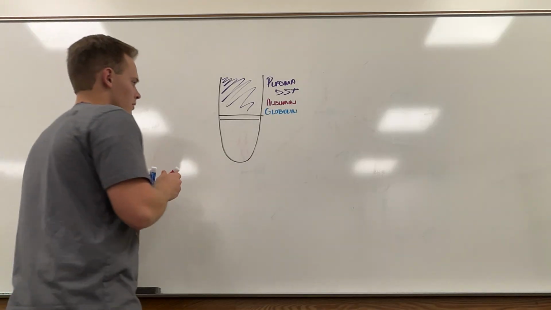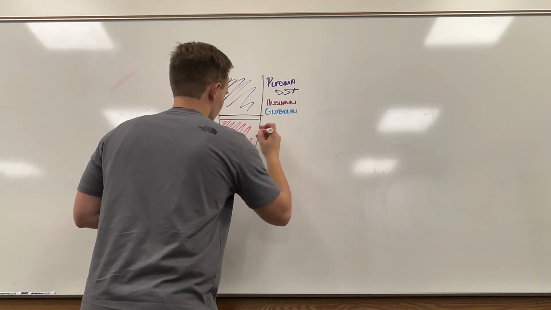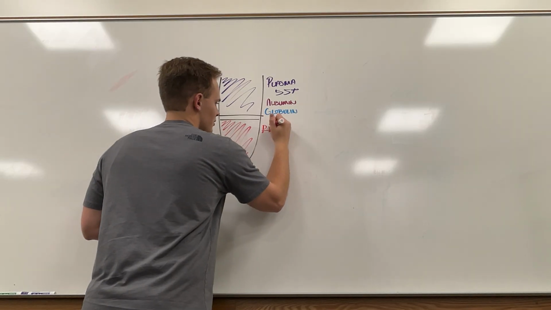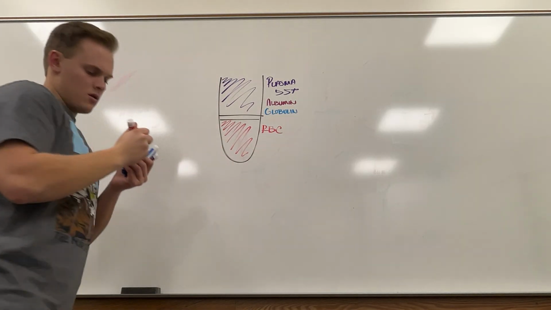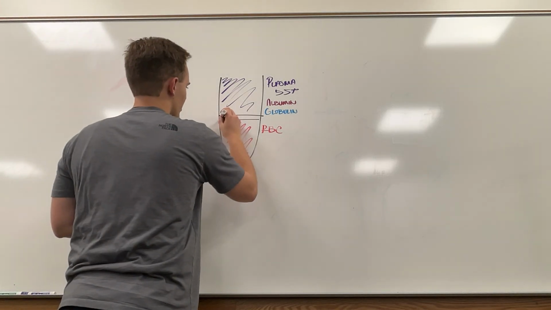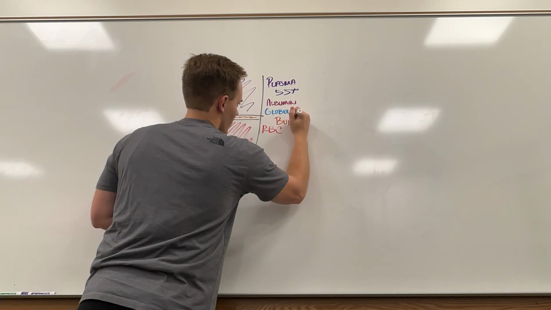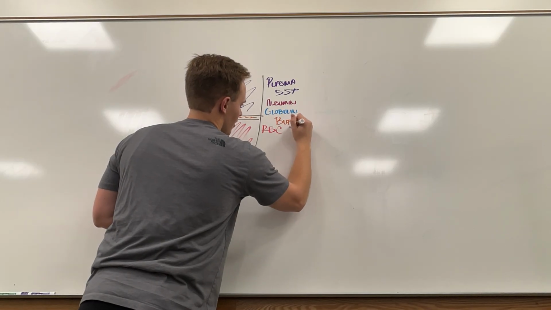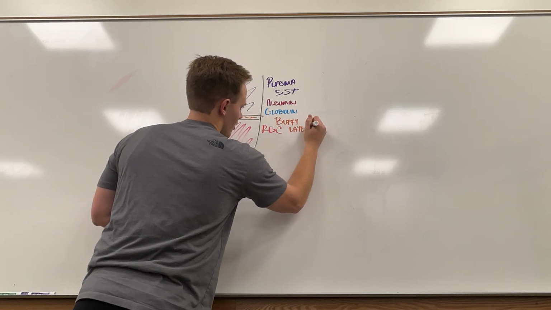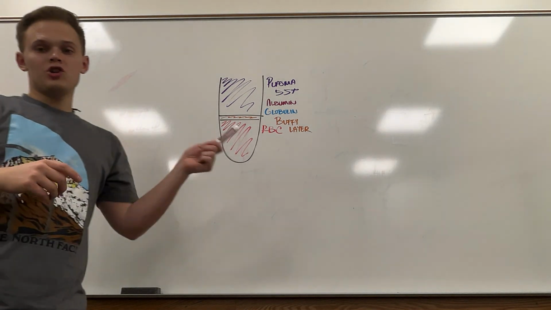Then down here, you have what's called your formed element. That's going to include your red blood cells, as well as this thin little layer up here called the buffy layer, and that is white blood cells. So that is the composition of the blood.